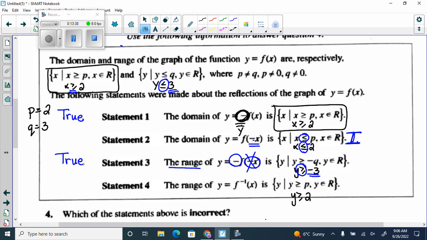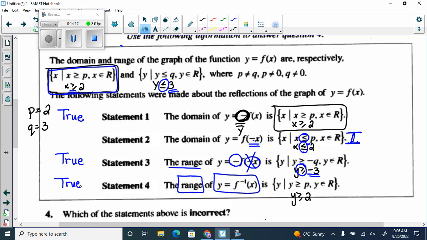Okay. If I have inverse, that means x's and y's flip, y's and x's flip, correct? So the range of the inverse was actually the what? The domain of the original. We agree? What was the domain of the original? This. So now it's just going to be that, but with what values? With y's. So it's going to be y such that y is greater than or equal to p, or 2 in this case, which it is. So it's true.